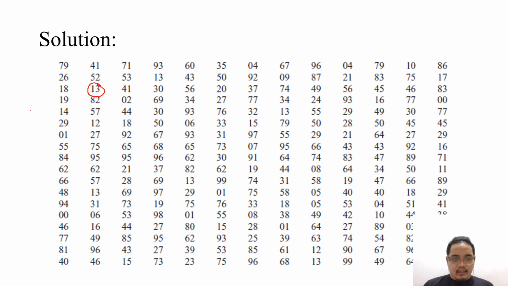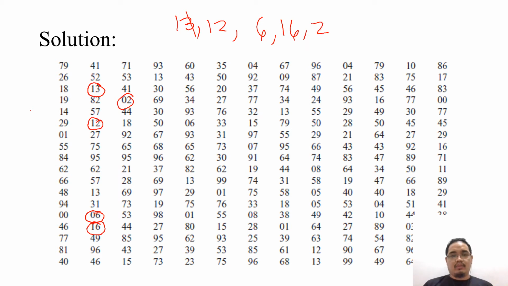Unang 5. Okay, so 12. So, next, 13 ulit. Siyempre, hindi na natin ulitin yan. Ito, 6, 16. Okay, and then, 2. Ayan. So, yun yung mga numbers natin. So, we have 13, 12, 6, 16, and 2. So, 13, 12, 6, 16, and 2.